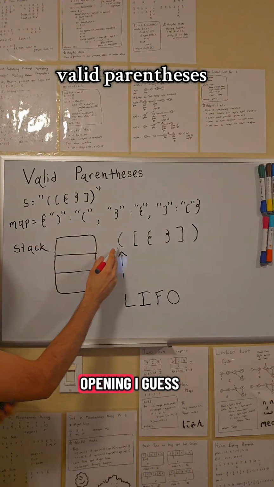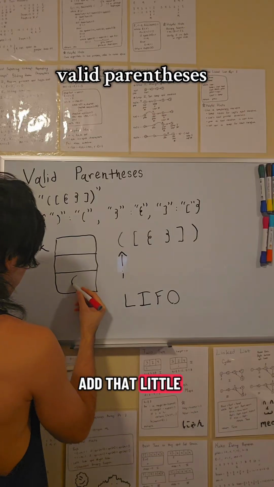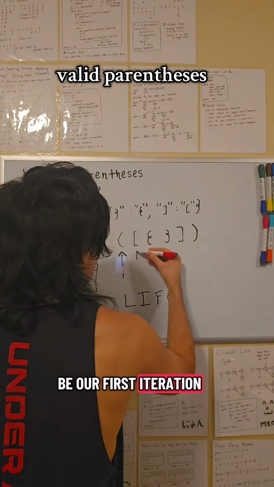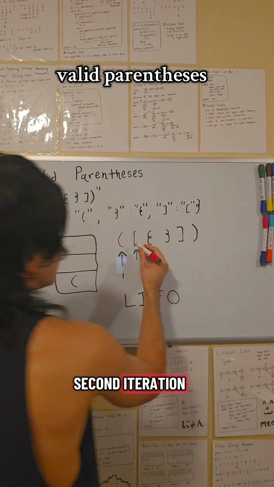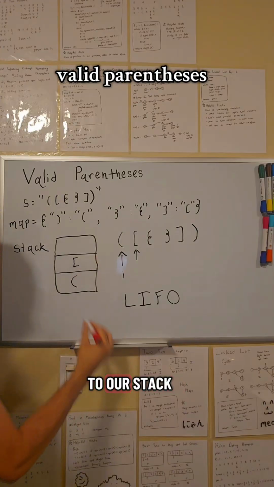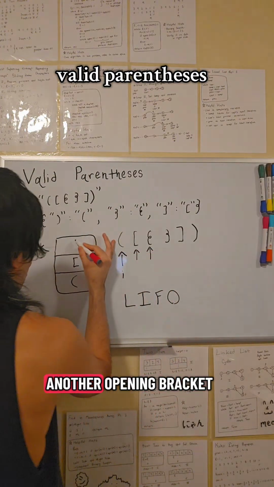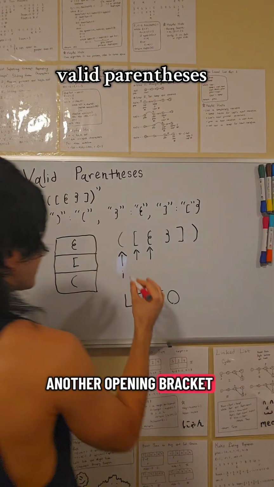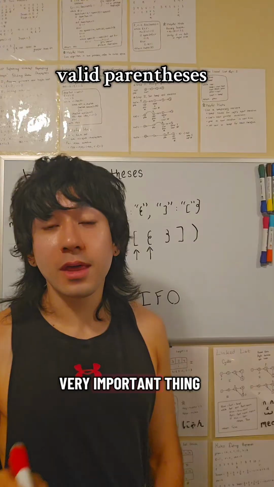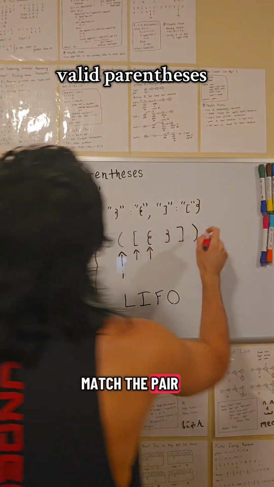We have this opening bracket here, so we're going to add that bracket to the stack. That's going to be our first iteration. And then our second iteration, we have another opening bracket. Let's add that to our stack. This third iteration, we also have another opening bracket. See, these are different types of brackets, so that's a very important thing to acknowledge in our hash map. They have to match the pair.